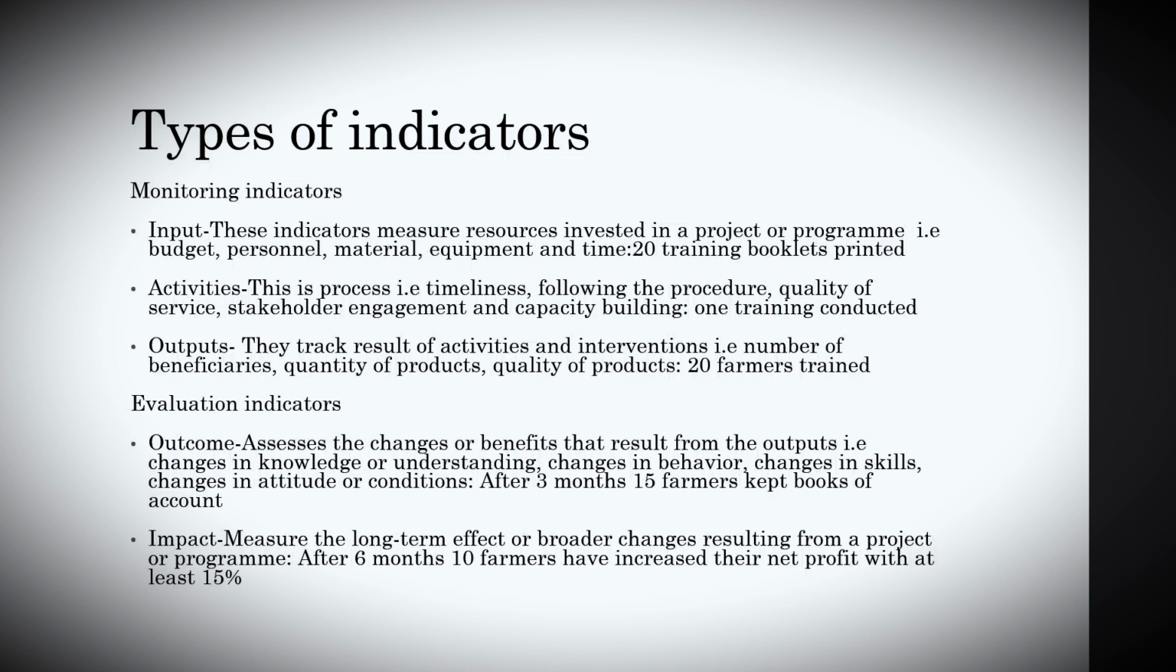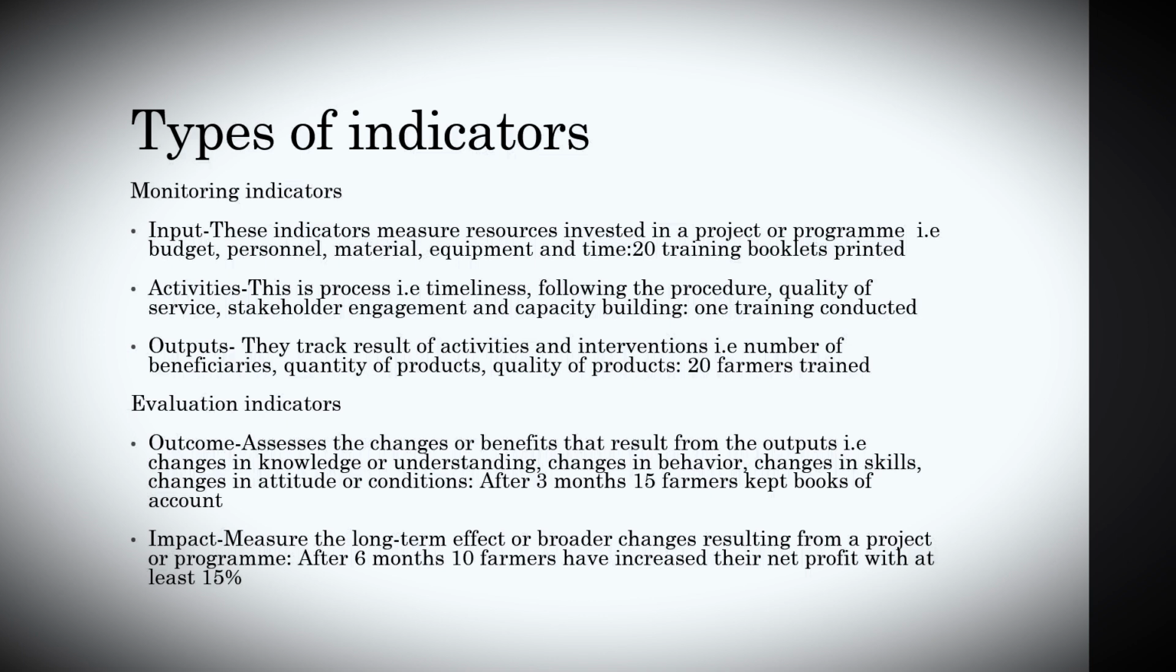In this farmers project, our activity will be one training conducted. Output tracks the result of activities and interventions, i.e. number of beneficiaries, quantity of products, and quality of product. In this project, we're going to train 20 farmers.